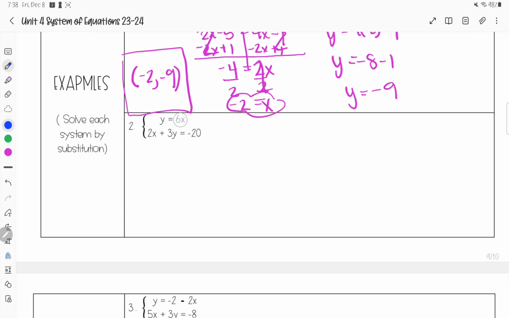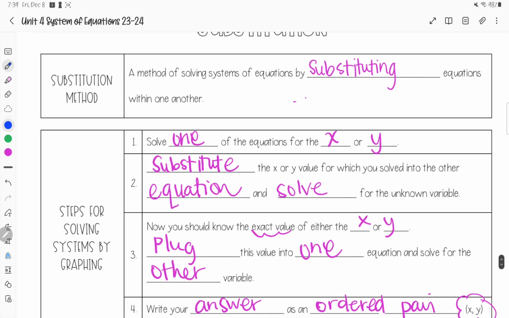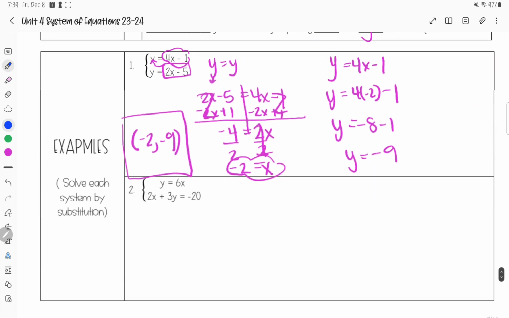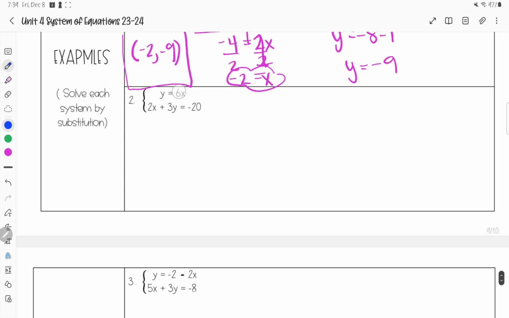This one tells me y equals 6x, and this one says 2x plus 3y equals -20. Your goal is to get either x or y alone in one of the equations. My y is already alone right here, so I know that this is what y equals. Since y equals 6x, I'm going to take that and replace y right there. So I'm going to have 2x plus 3 times 6x equals -20. Then 2x plus, and this together is going to give me 18x.